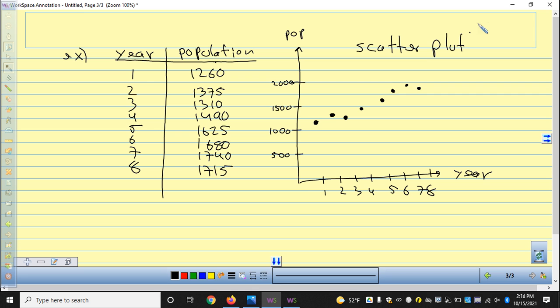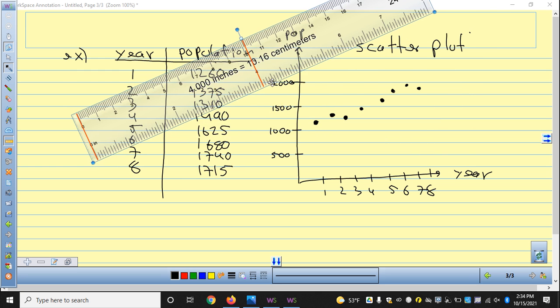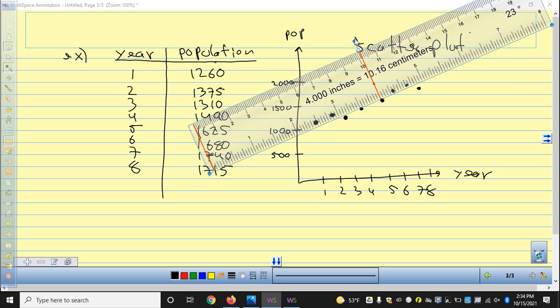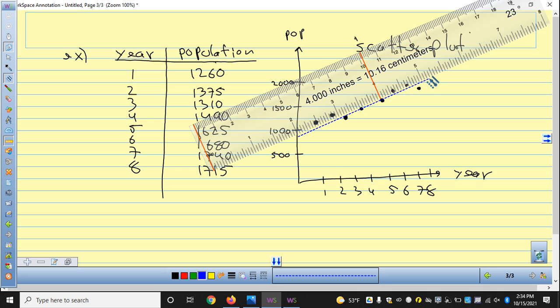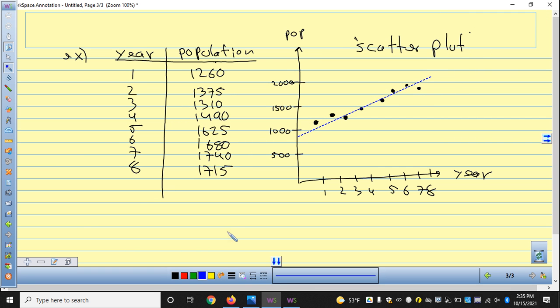Now we're going to make our trend line. What I would do if I had this on a piece of paper is I would grab a ruler and lay it on the graph and adjust it and say, okay, I want it to be close to most of the points, and that looks pretty good to me. So then I would make my trend line along the edge of the ruler there, like so. And there's my trend line.